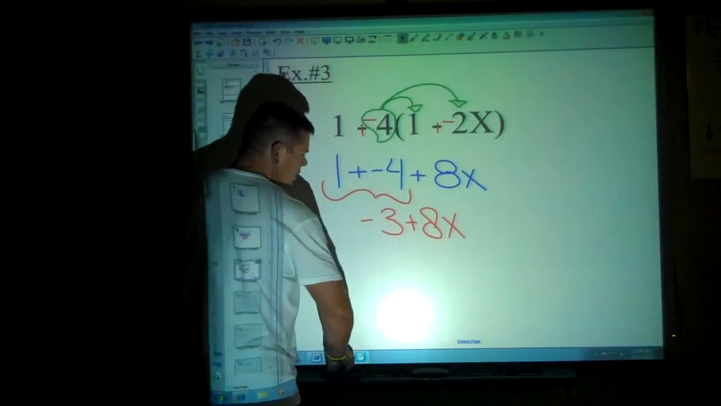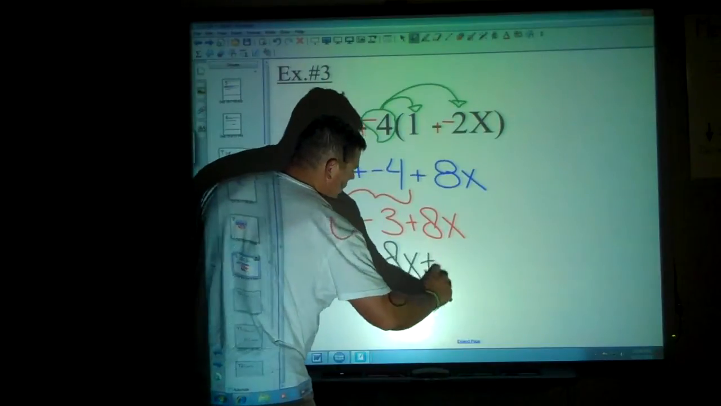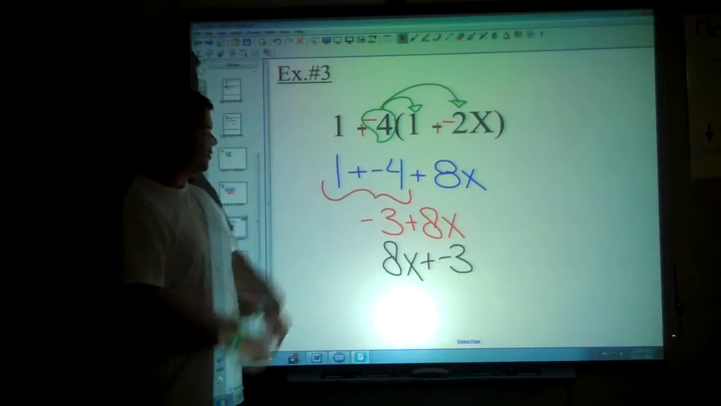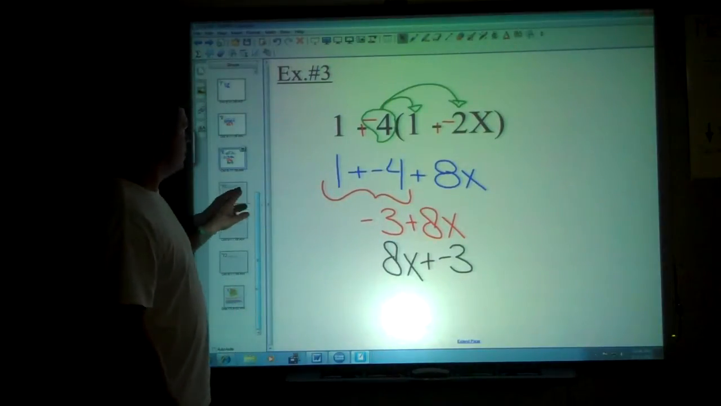Now you could rearrange it, and you could say 8x plus negative 3. And there's nothing wrong with that because it's addition. You have the commutative property of addition. You can change the order.